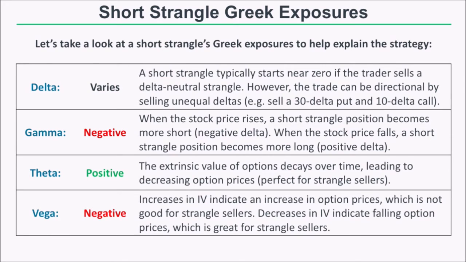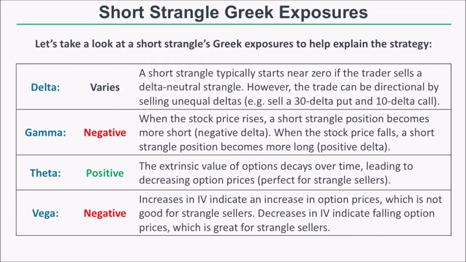Now lastly, in regards to Vega, a short strangle position has negative Vega. Now that is because an increase in implied volatility indicates an increase in option prices, which is not good for strangle sellers. So when you sell a strangle, you are selling options, and anytime you sell options, you want those option prices to decrease from the point that you sold them. So when implied volatility increases, that indicates that option prices are becoming more expensive, which naturally will lead to losses for a strangle seller. Now on the other hand, decreases in implied volatility indicate that option prices are falling, which is obviously a very good thing for strangle sellers.